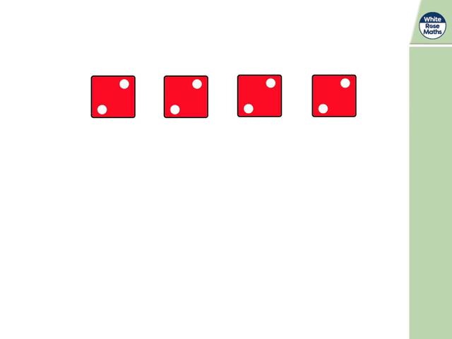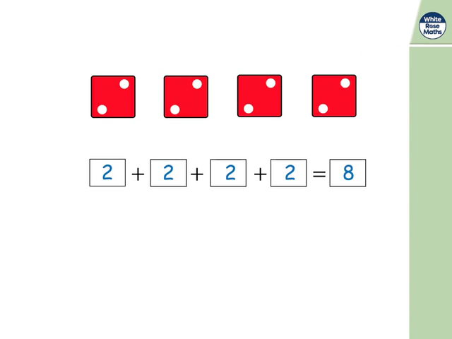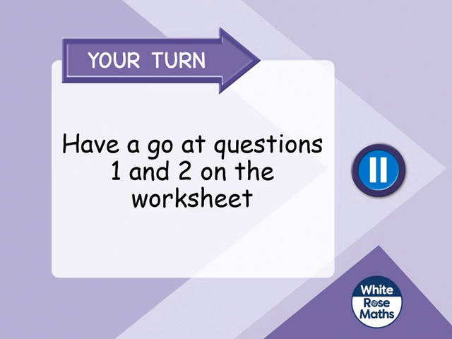We've not got cubes this time. We've got 4 equal groups though. You pause the video and have a think. How would we write this as an addition calculation and as a multiplication calculation? 2 plus 2 plus 2 plus 2 is 8 altogether. Or 4 times 2 is also 8. We can read this as 4 lots of 2 or 4 groups of 2. It's your turn now. Have a go at questions 1 and 2 on the worksheet.